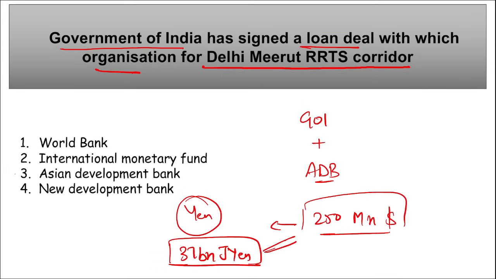So the Government of India signed a loan agreement with the Asian Development Bank for the Delhi-Meerut RRTS corridor. Right? And what is RRTS? Regional Rapid Transit System. Correct? And for this, the deal amount was $250 million or 37 billion Japanese yen.